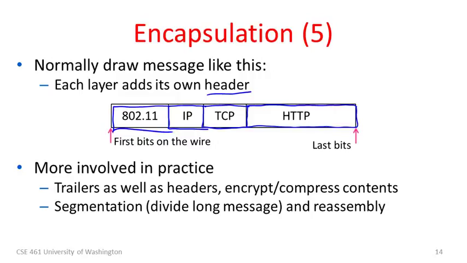Some layers could actually add what are called trailers as well as headers. This is some of the wrapping which goes around the packet at the end of the packet instead of at the front, but conceptually it's no different. Some layers might actually transform the contents in ways which could be undone at the other side. For instance, you might encrypt or compress the contents. And of course, we might also have situations in which a layer passes down a large message, like an HTTP web page, and it doesn't fit within one packet. So one long message from a higher layer needs to be divided into many smaller messages at a lower layer. This is called segmentation on the sending side, and reassembly on the other side, when you take all of those small messages and put them back together.